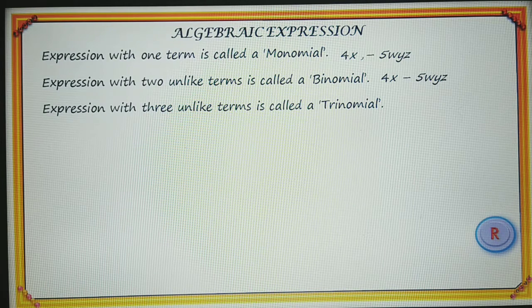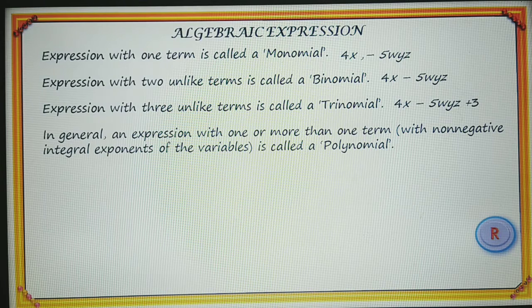An expression with three unlike terms is called a trinomial. For example, 4x minus 5wyz plus 3. In general, an expression with one or more than one term with non-negative integral exponents of the variables is called a polynomial.